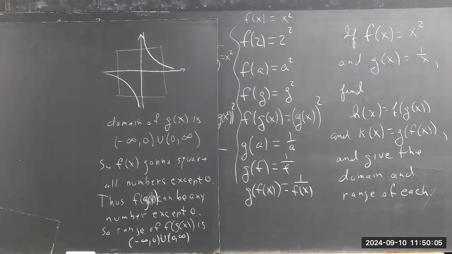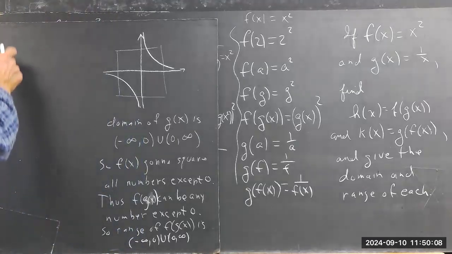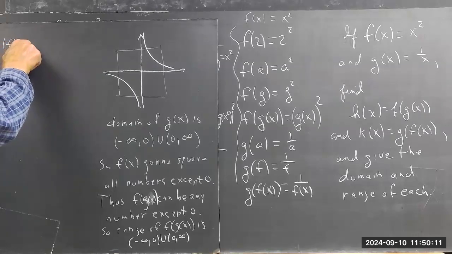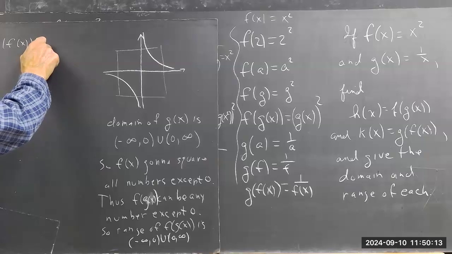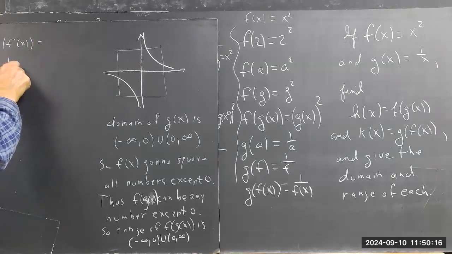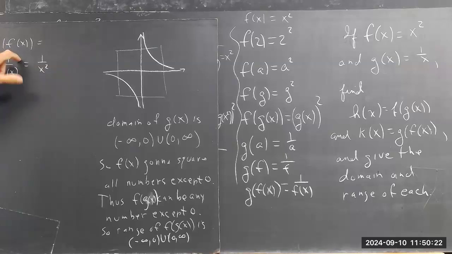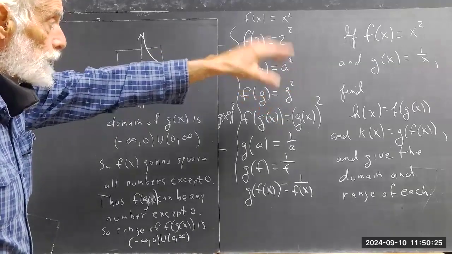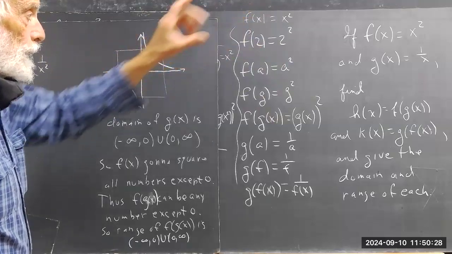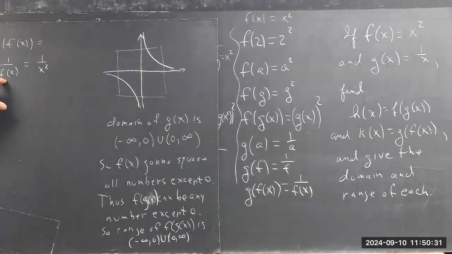Okay, now, we talk about g of f of x, briefly. g of x is 1 over x. If x is replaced by f of x, you get 1 over f of x, and f of x is x squared, so it's 1 over x squared. You can put any number at all into f, including 0, and then you get any positive number out of f.